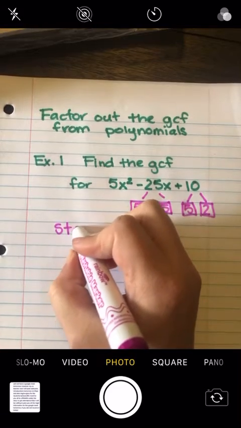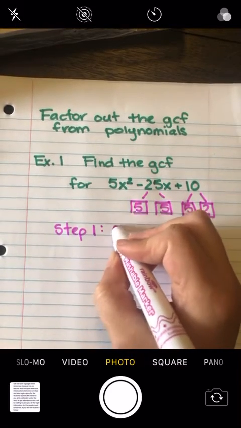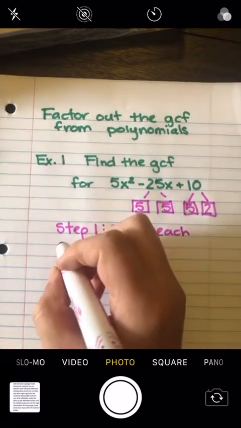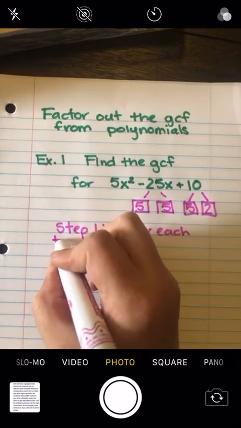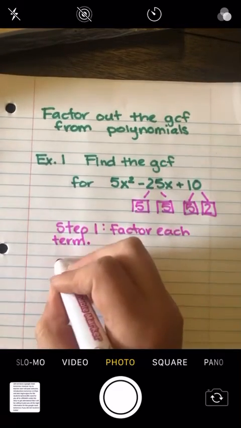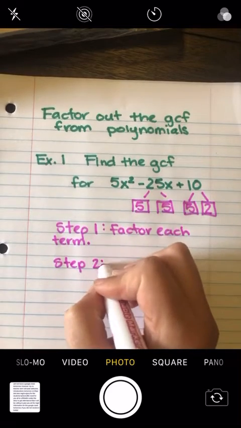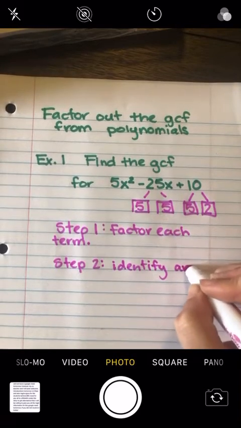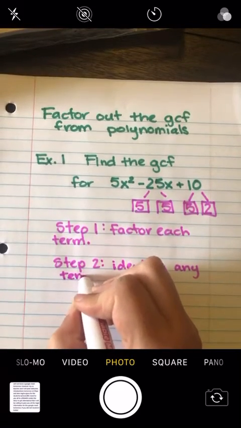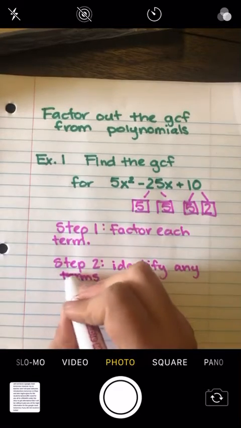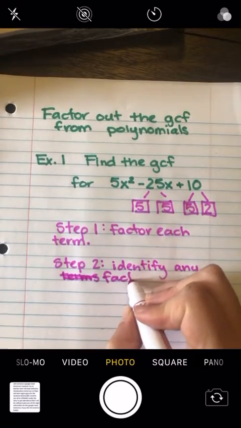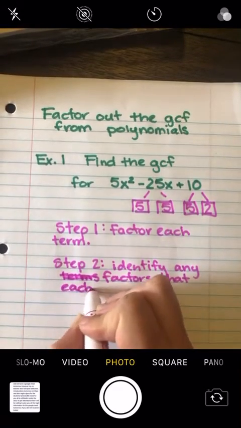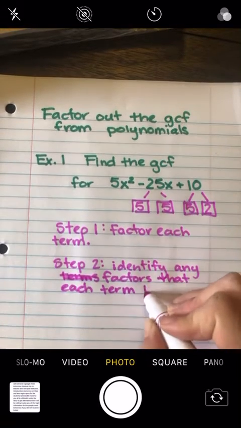So step 1, factor each term. Step 2, identify any factors that each term has in common.